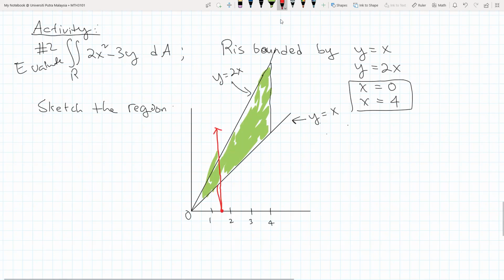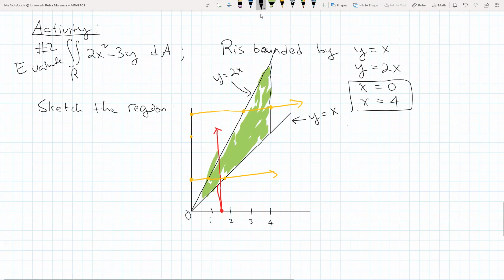Okay, tapi kalau saya ambil daripada, if I take it from keep Y constant, okay, let's say this one, saya akan masuk line Y equals to X, tapi saya akan exit through X equals to 4. If I choose this point, saya akan masuk dekat Y equals to 2X, exit at Y equals to X. So dia tak sama. So in that case, saya kena ambil daripada, this is type 1.